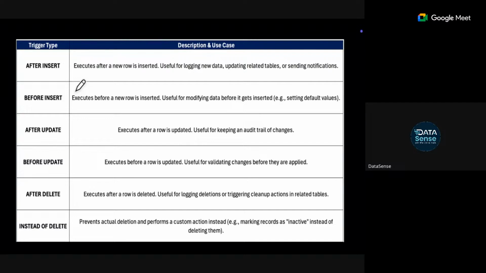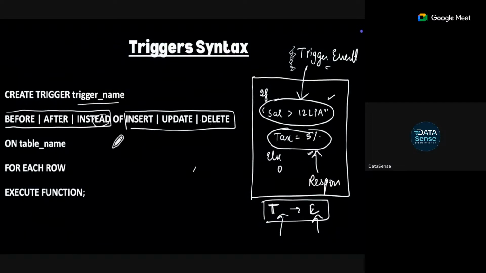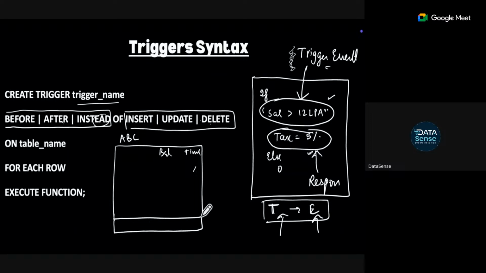Whenever you make a transaction, what happens? Let's say this is your table, which contains the transactions of a particular person, say person ABC. So let's say transaction amount, his balance, time, something like this. Now, suppose you do a new transaction, a new row will get added, right? The moment you add it, the trigger will be called.